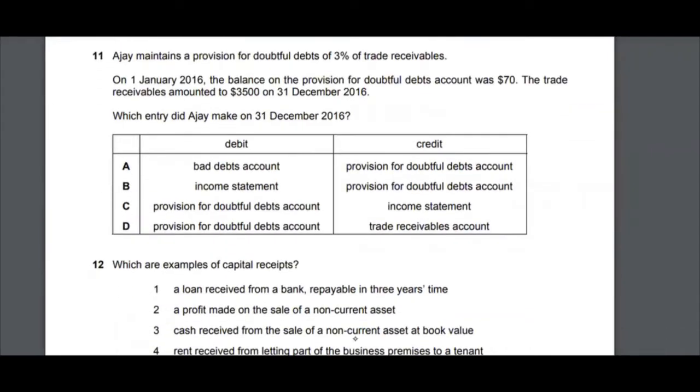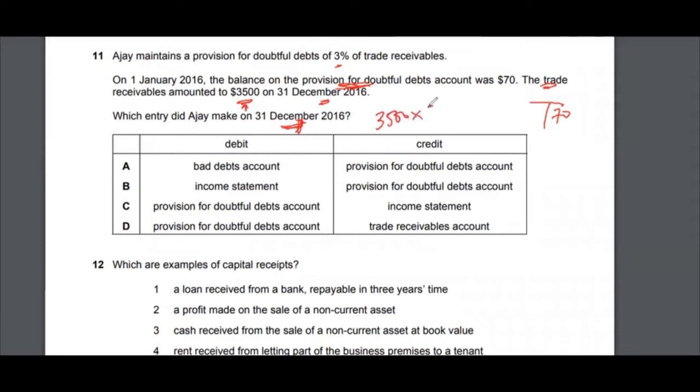Let's look at multiple choice 11. Ajay maintains a provision for doubtful debts of 3% of trade receivables. On 1st January 2016, the beginning balance for provision for doubtful debts account is $70. The trade receivables at the year end was 3,500. Which entry did Ajay make on 31st December 2016? You need to check which entry, but in order to do so, you would need to calculate what would be the provision for that.